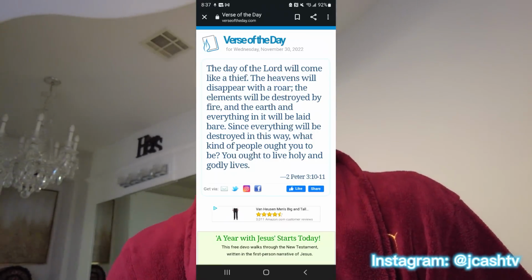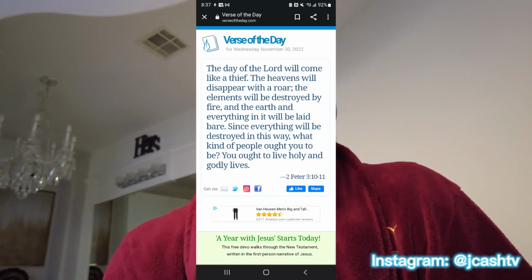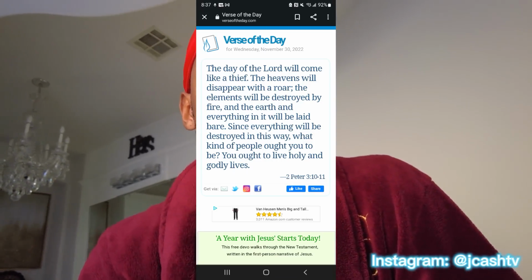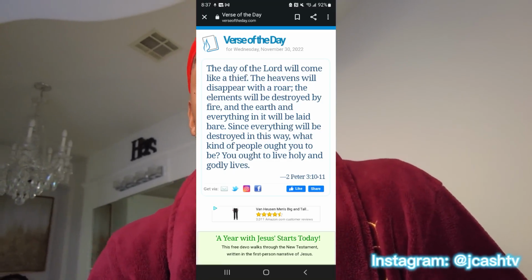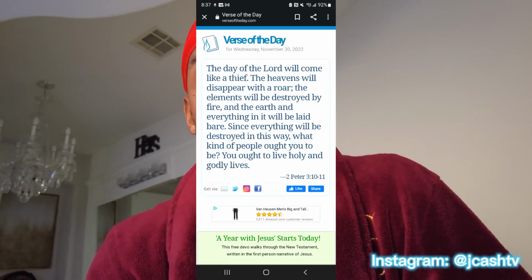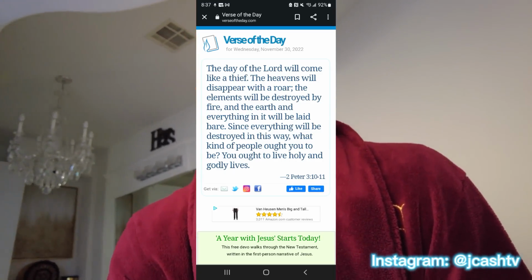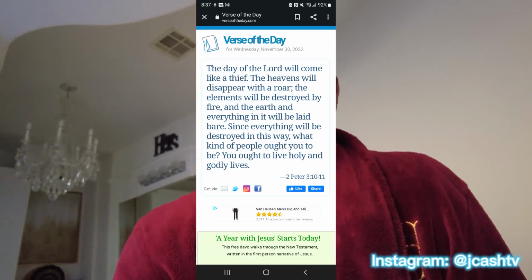The day of the Lord will come like a thief. The heavens will disappear in a roar. The elements will be destroyed by fire, and the earth and everything in it will be laid bare. Since everything will be destroyed in this way, what kind of people ought you to be? You ought to live holy and godly lives.